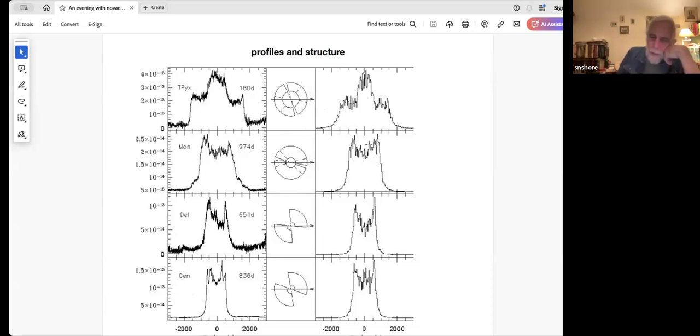These are not observations. These are models. Just to show you that, all you gotta do is slightly change the angle, like here, between these two. It's the same ejecta, but you're looking at different directions. Okay?